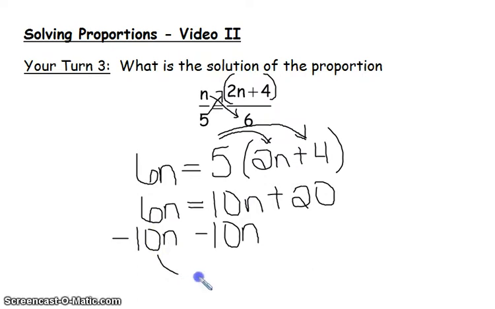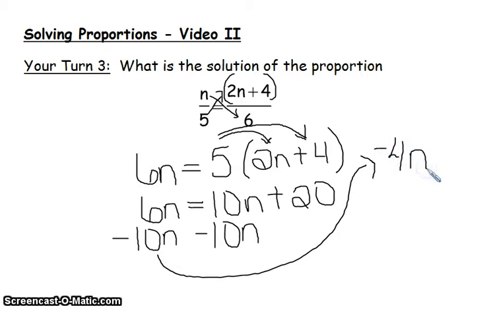So I'm actually going to move my work again over here. 6n minus 10n gives me negative 4n equals, and the 10n minus 10n, that's 0, and I'm left with a positive 20. We do not have to have that plus sign there. It is understood to be a positive 20 without the sign.